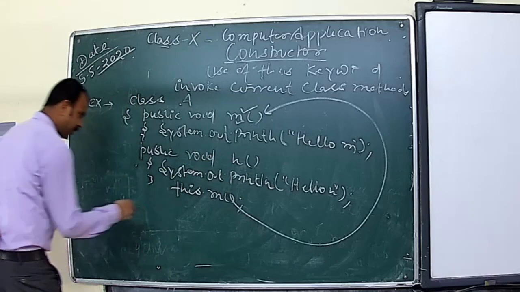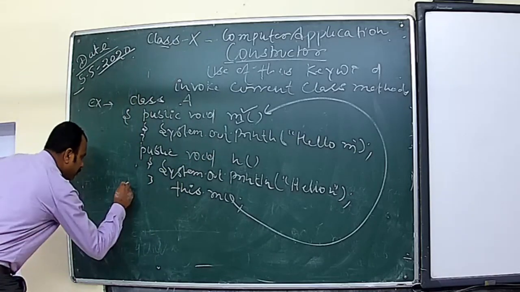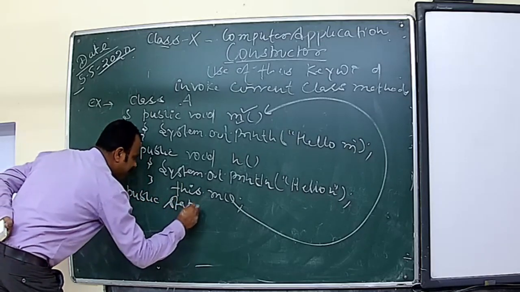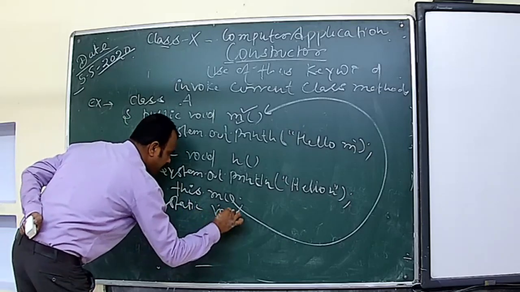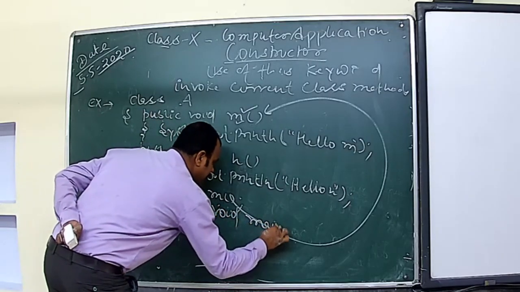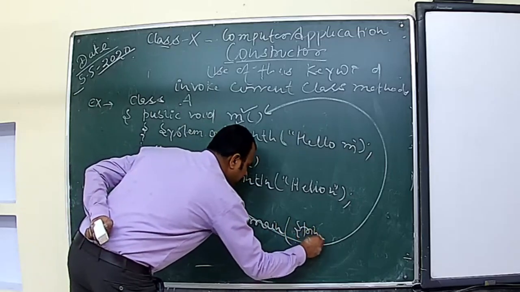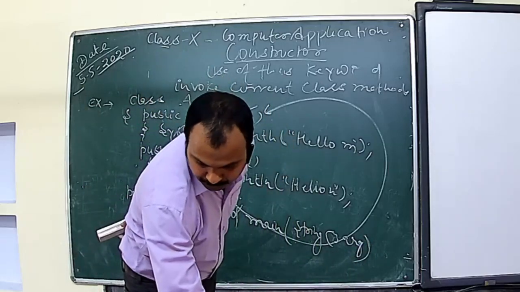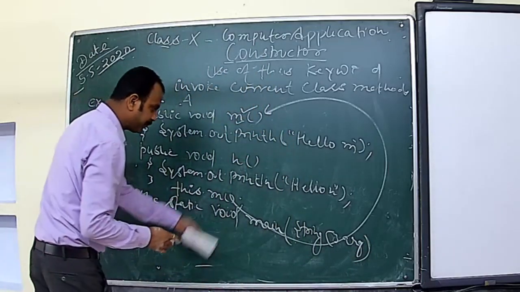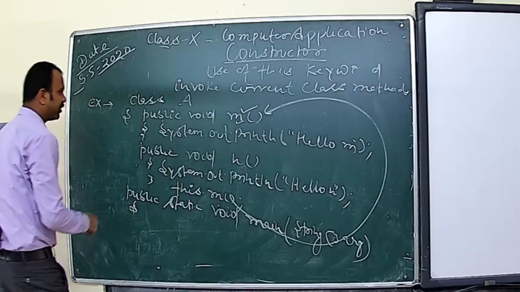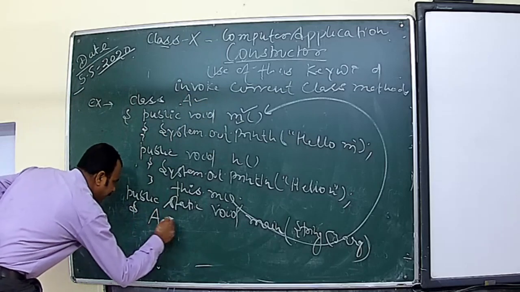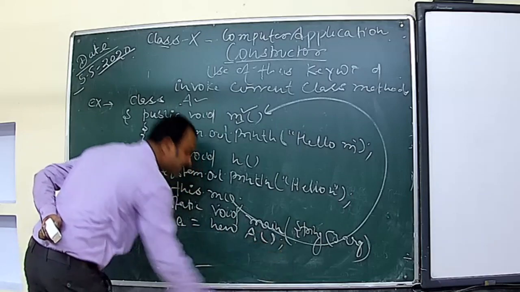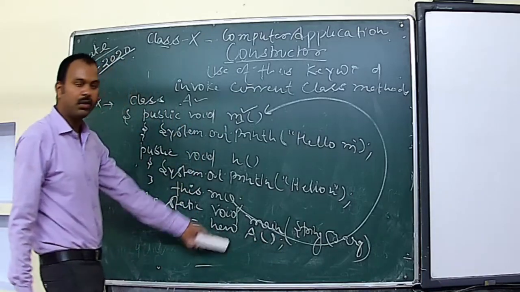This is closed. Let's create an object here, in the main function: public static void main, String arguments. Here we will create the object of this class. The class name is A, so I will use A a = new A. This is the way to create an object. Is it? A a = new A.